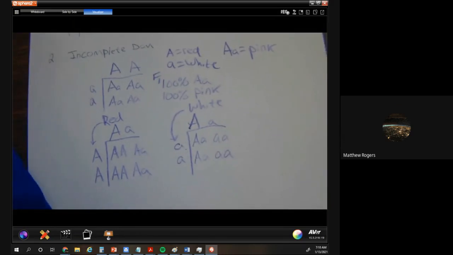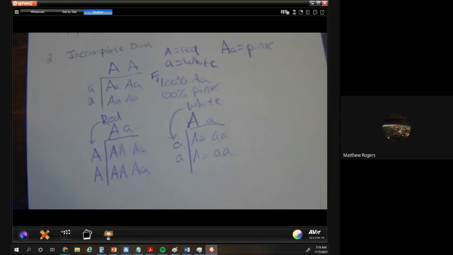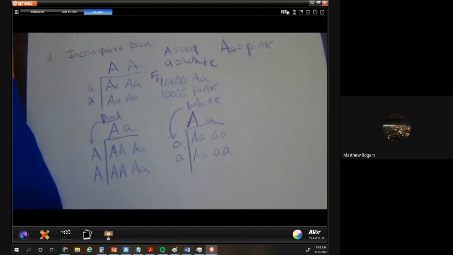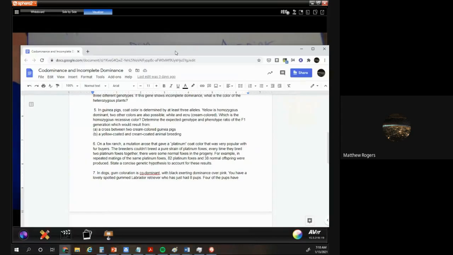I want to talk about one more question because it is a little tricky. Number 6, it says, on a fox ranch, a mutation arose that gave a platinum coat color that was very popular with fur buyers. The breeders couldn't breed a pure strain of platinum foxes. Every time they bred 2 platinum foxes together, there were some normal foxes in the progeny. For example, in repeated matings of the same platinum foxes, 82 platinum foxes and 38 normal offspring were produced. Create a concise genetic hypothesis to account for these results.